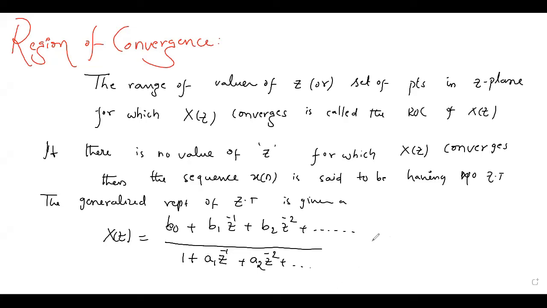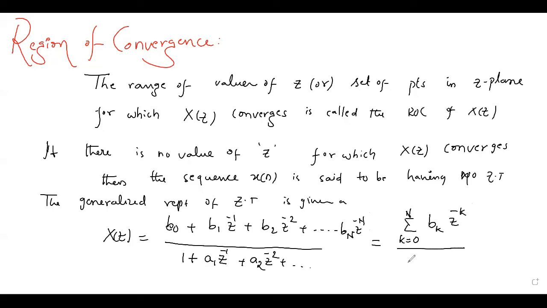Can anybody write it in a shorthand representation, using summation symbol? See here how I'm writing. Generalized Bk, suffix k, Z power minus k. And what values do I have to take? K equal to 0 to n. If infinity terms are there, we will write infinity. Let us say only n number of terms are there, then Z power minus n. This is a shorthand representation of numerator.